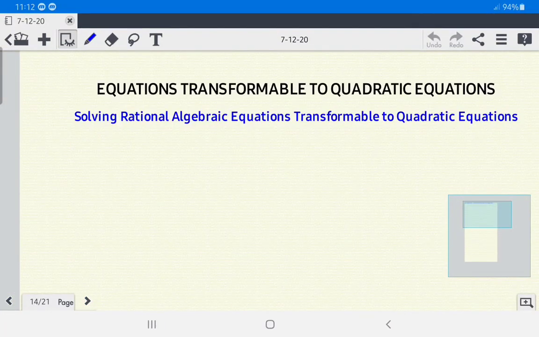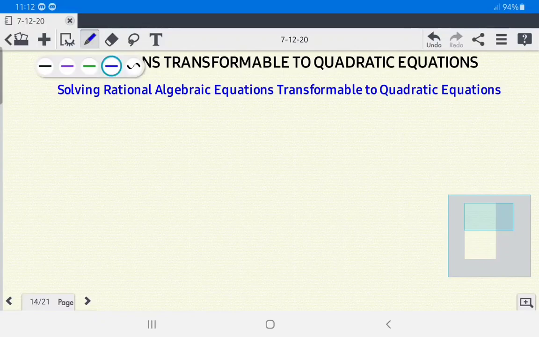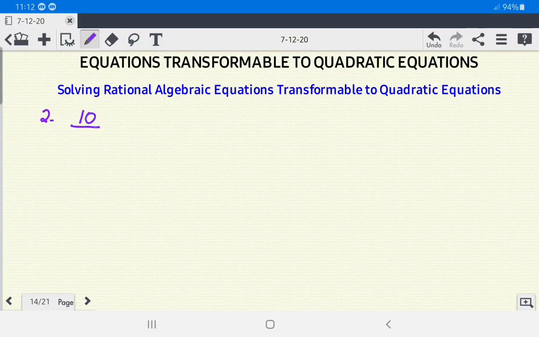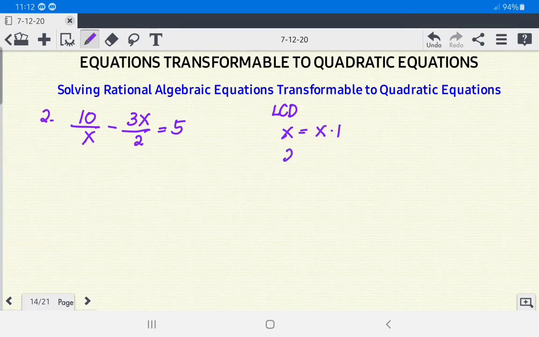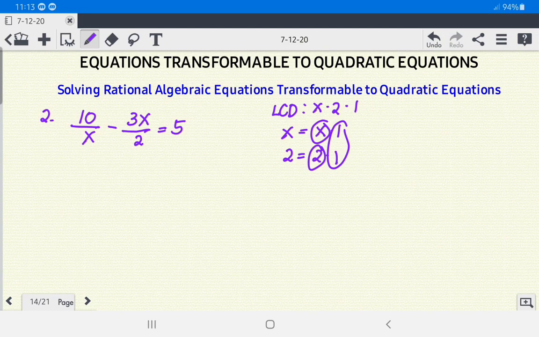Next, for number 2, we have 10 over x minus 3x over 2 equals 5. So here, the LCD again is, okay, factors of x, we have x times 1. Factors of 2, we have 2 times 1. For the LCD, you multiply x times 2 times 1, we have 2x. So that is 2x.